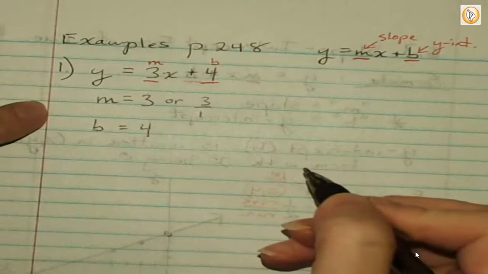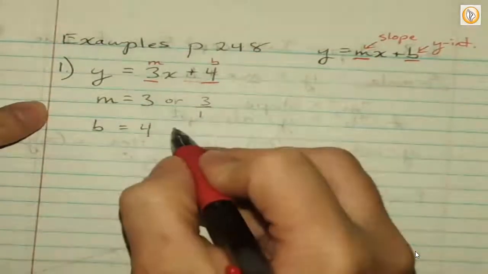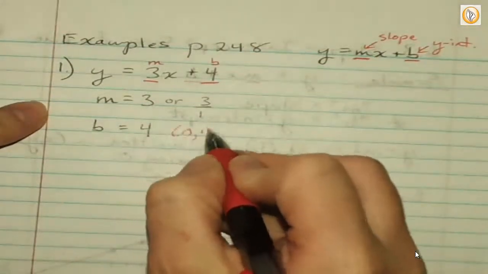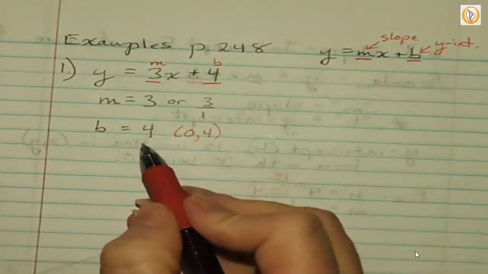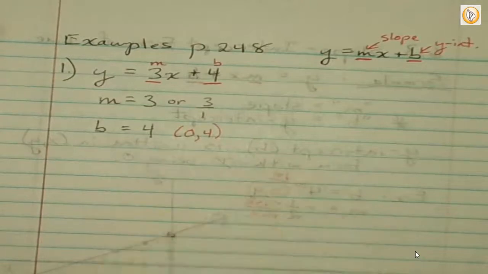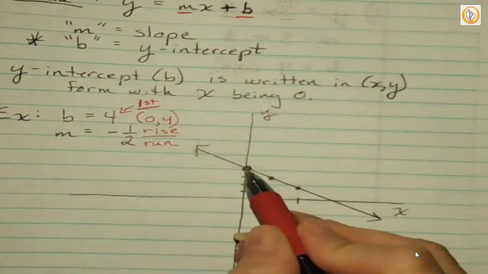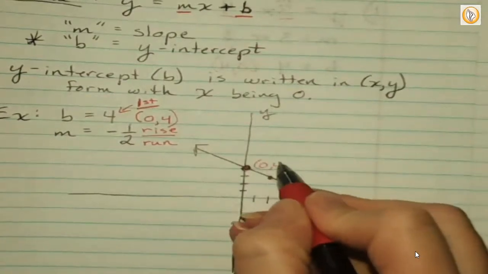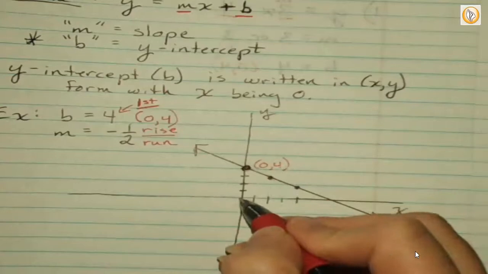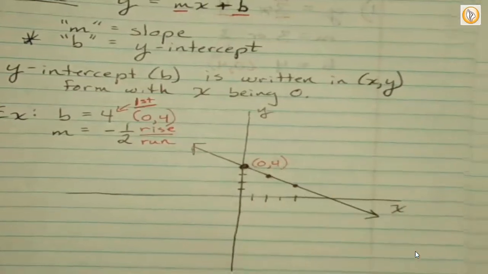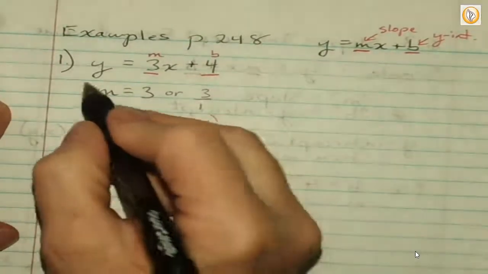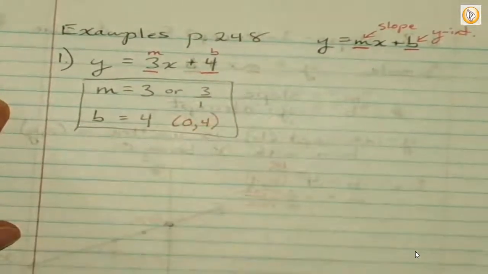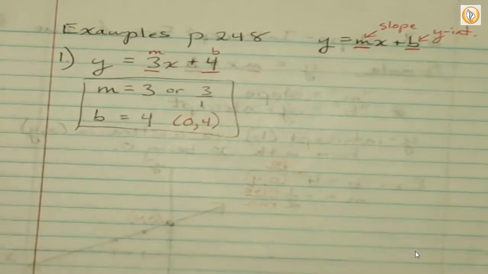Now, you know what your book says? The book wants you to write it like this. Miss Rogers doesn't care if you just throw down that 4. Because really, they're saying this point is 0, 4. Because the x is 0, you're not going left or right, so you only have a y. That's what that means. They're being very detailed, which is a good thing. And this is your answer. That's it. I just want you to state it.